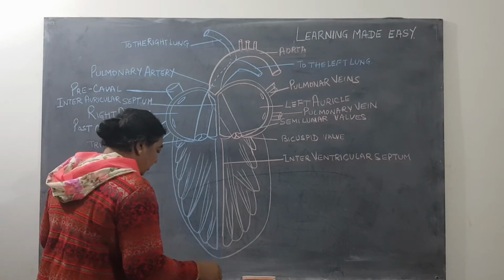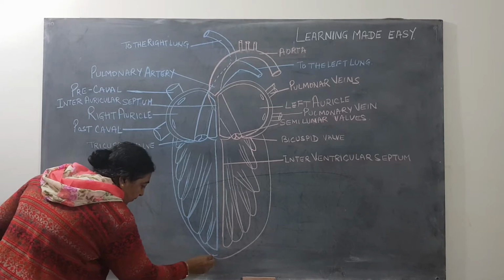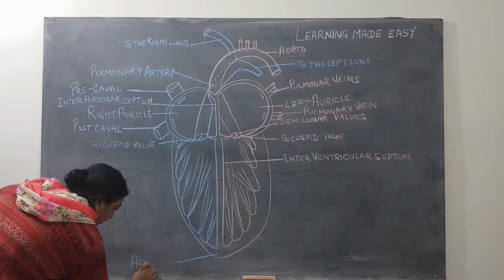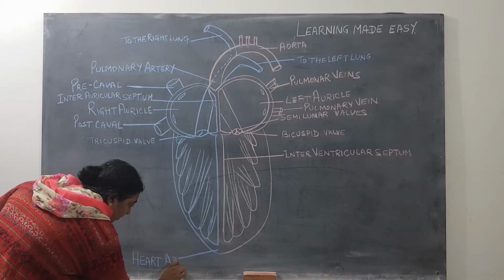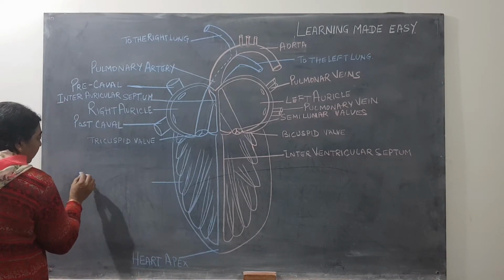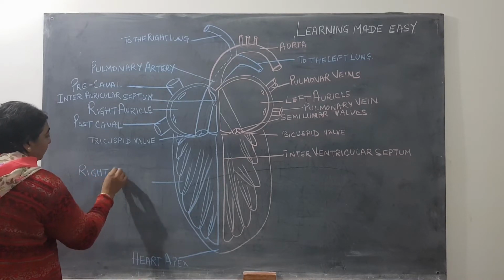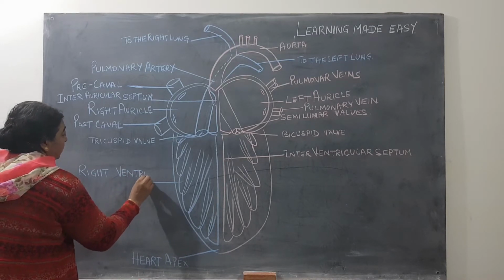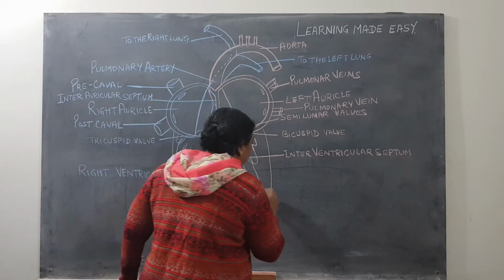The end of the heart is called as heart apex. This is right ventricle. This is left ventricle.